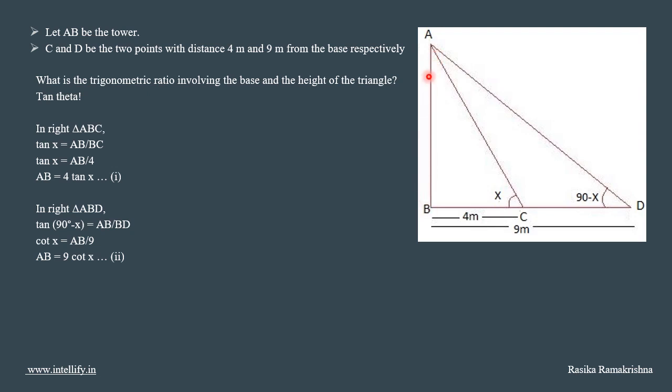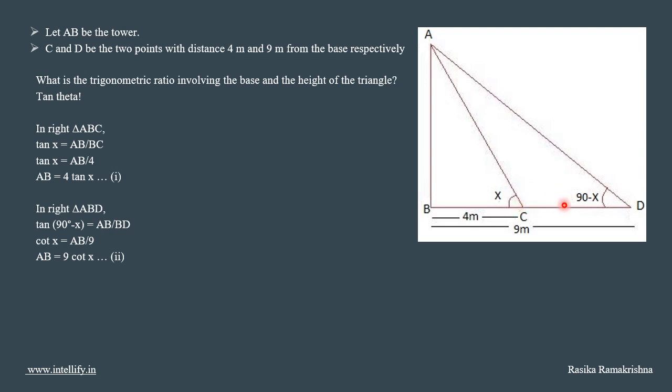So we have AB to be your tower, and from a point C, which is 4 meters away from the base of the tower, we have the angle of elevation to be something. And from a point D, which is 9 meters away from the base of the tower, we have the angle of elevation to be something else. We are not given the explicit angles of elevation. Instead, we are told that they are complementary.